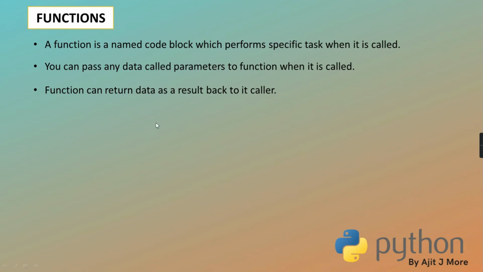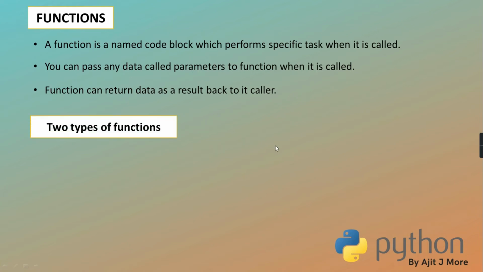But whenever a function doesn't return anything, according to Python it returns None, which in other languages we say void. Here it is None, but the peculiarity of Python is that None is also an object, because Python is a pure OOP language. Python ultimately converts everything into an object. So a function can return data as a result back to the caller, and a function can take parameters from the outside world. Then functions are of two types.